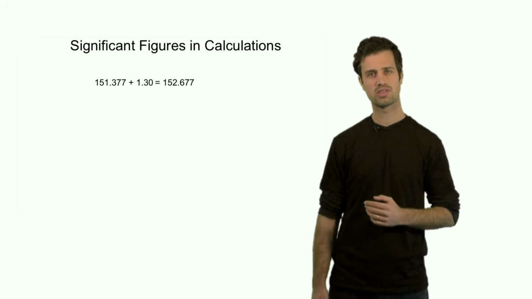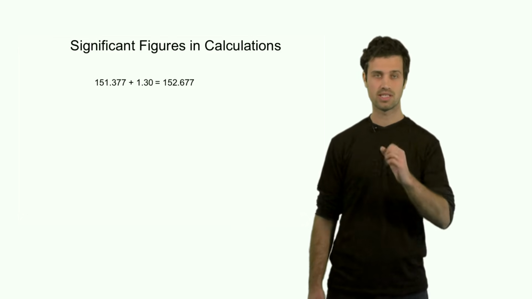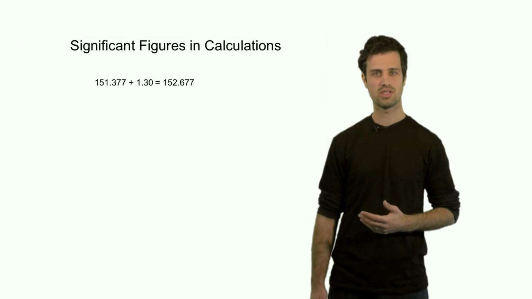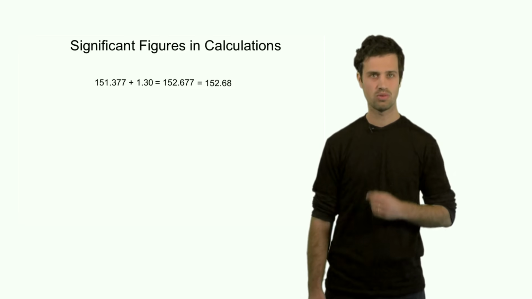So I have to remove some digits. In this case, one digit, the last digit, is going to be removed. The last digit is a 7, which is more than 5, which means the preceding digit is going to be raised. The final answer is 152.68.